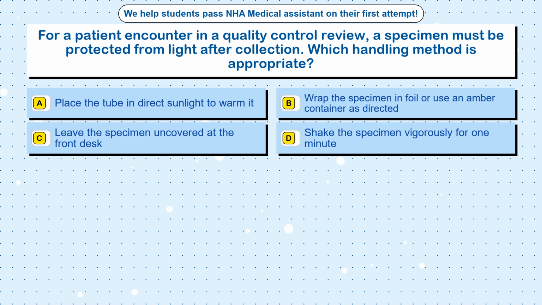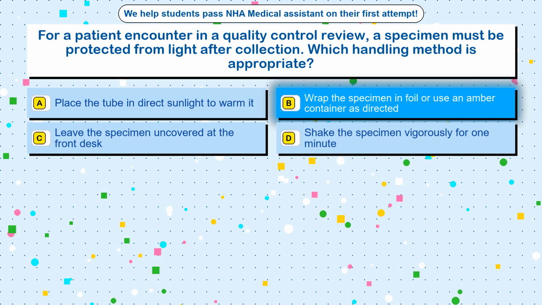Question 68. For a patient encounter in a quality control review, a specimen must be protected from light after collection. Which handling method is appropriate? Option A, place the tube in direct sunlight to warm it. Option B, wrap the specimen in foil or use an amber container as directed. Option C, leave the specimen uncovered at the front desk. Option D, shake the specimen vigorously for 1 minute.